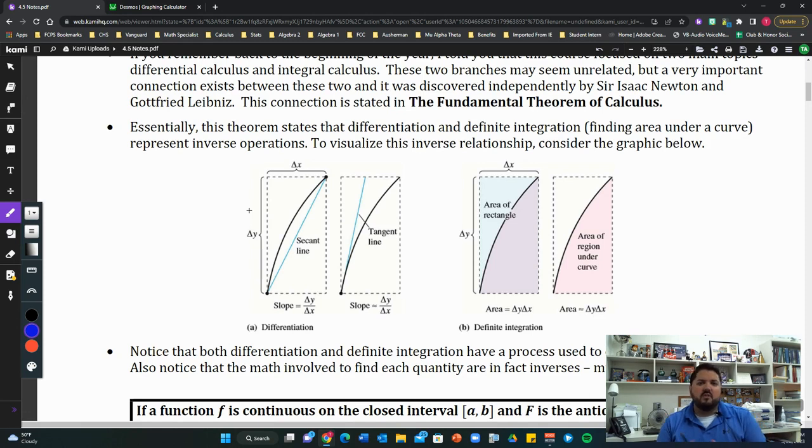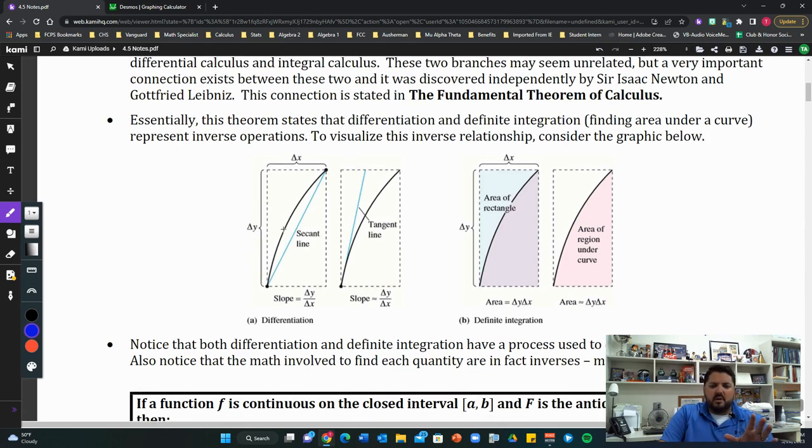So both of these went through a similar process. We started with an estimation, we refined it, we applied calculus through the use of limits, and that turned it into the real deal, the real slope of the tangent line to the curve, or the real area under that curve. So the connection between the two is the idea that taking the change of a function is actually the opposite of the area under that function. So that's the big connection here.